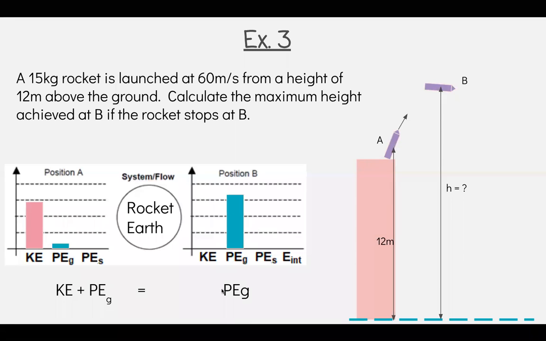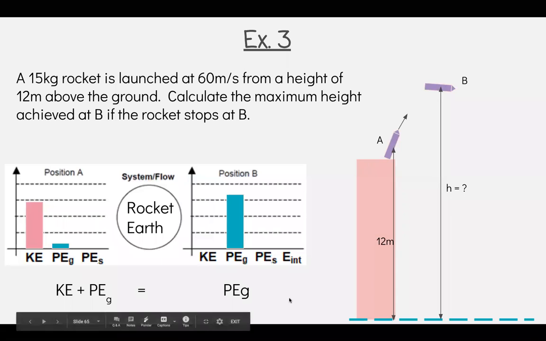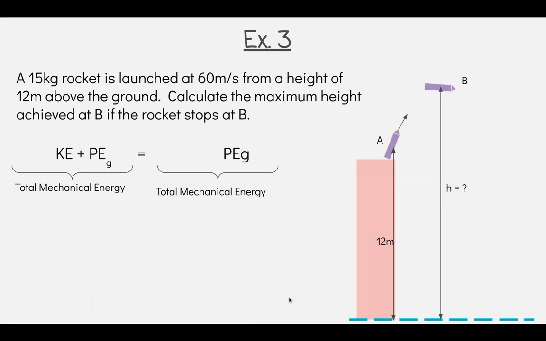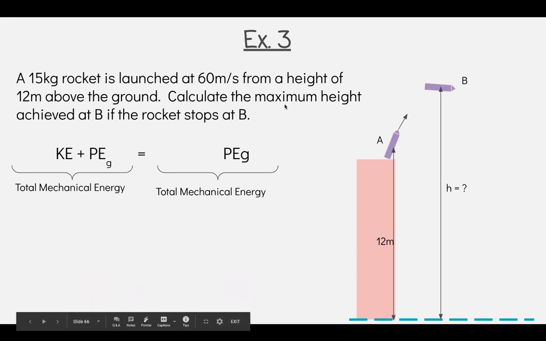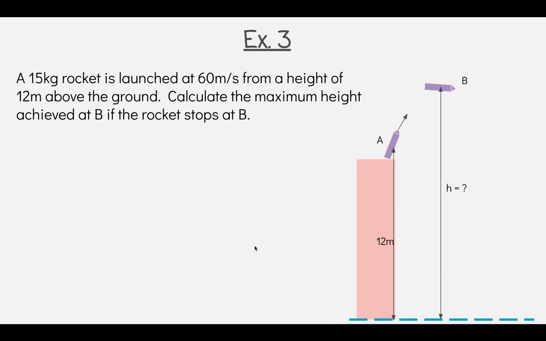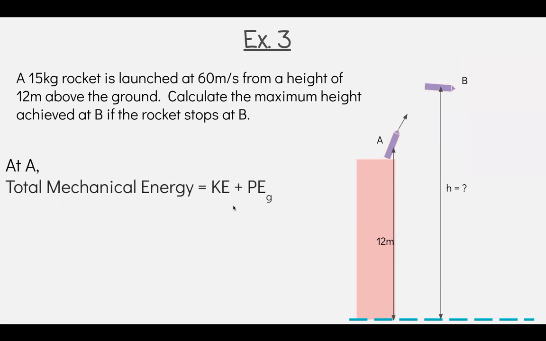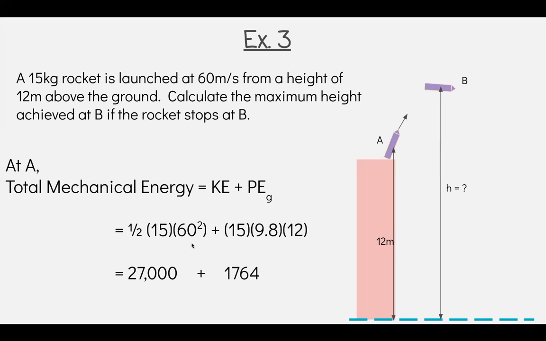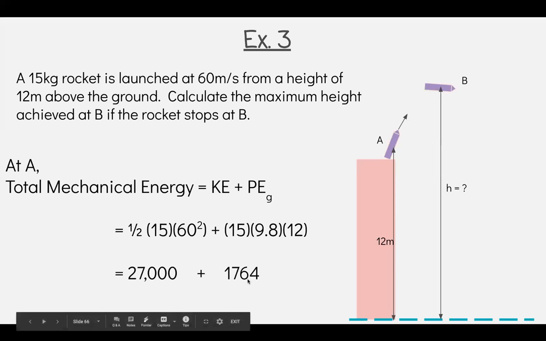So I've got my system identified. I've got my equation. Let's find the total mechanical energy. Since I don't know the height at B, I can't solve the right half of the equation. Let's solve the left half of the equation. The total mechanical energy is going to be the sum of the kinetic and potential at A. So I'm putting in 15 for the mass, 60 for the speed, 12 for the height. And that means I have quite a bit of kinetic energy and not a huge amount of potential energy.